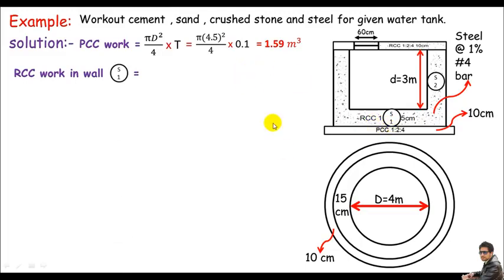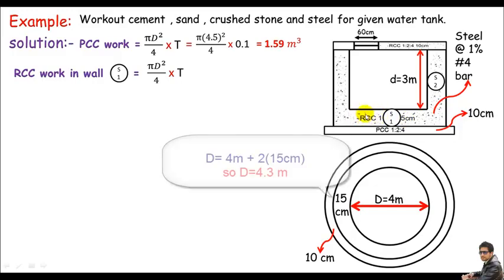Again I'll use the same formula, pi d squared divided by 4 times the thickness. But which diameter should I take here? Remember, the second circle represents this RCC base. So the diameter of the second circle is 4 meter plus 15 centimeter to one side and 15 centimeter to the other side. 15 and 15 equals 30, so 4 meter plus 30 centimeter is 4.3 meter. So the diameter will be 4.3 meter.